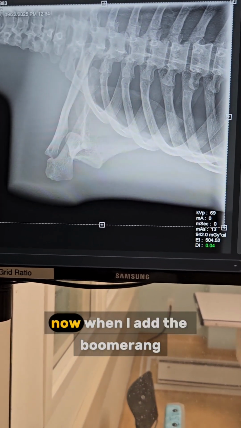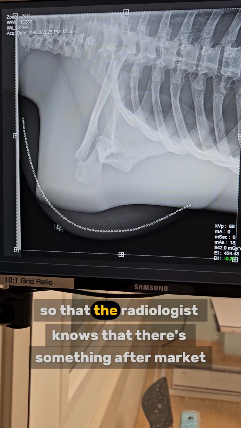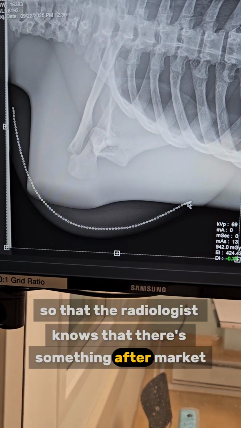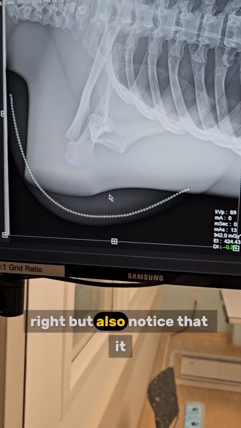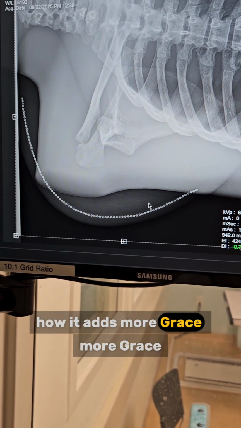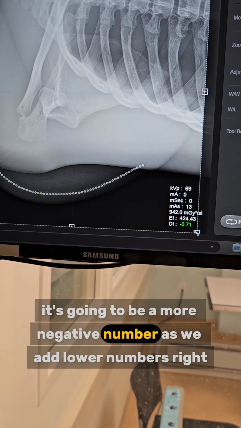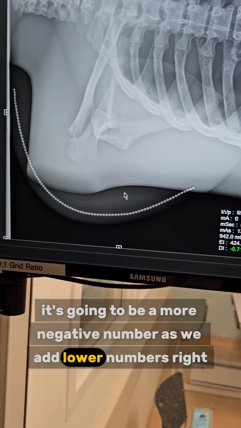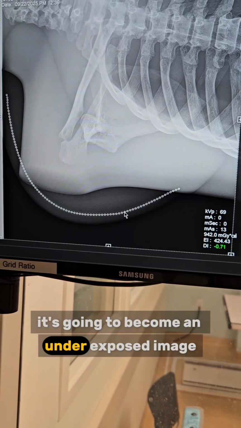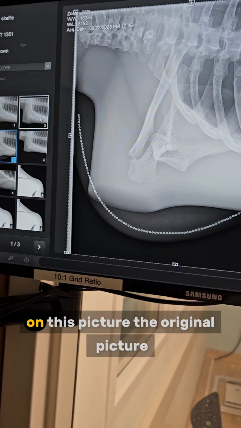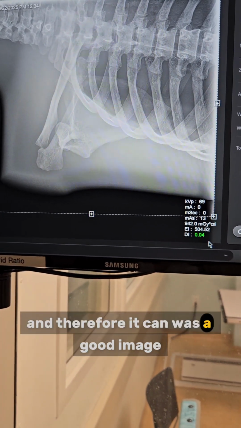Now, when I add the boomerang, do you see how suddenly I have more grays, right? This little beaded thing is in here so that the radiologist knows that there is something aftermarket on the patient, not part of their body. But also notice how it adds more grays, more information, and therefore it's going to be a more negative number. As we add lower numbers, as we get rid of all of the black values, it's going to become an underexposed image. On the original picture, we had more black values, and therefore it was a good image.